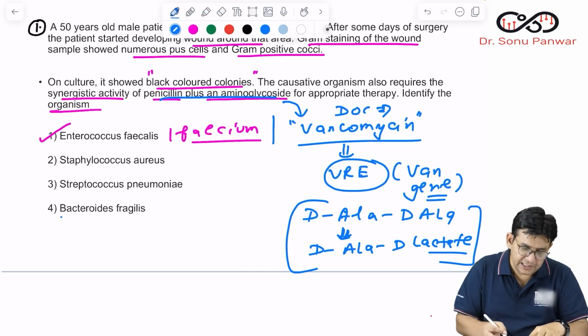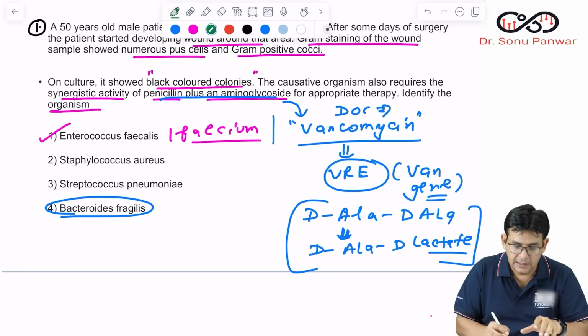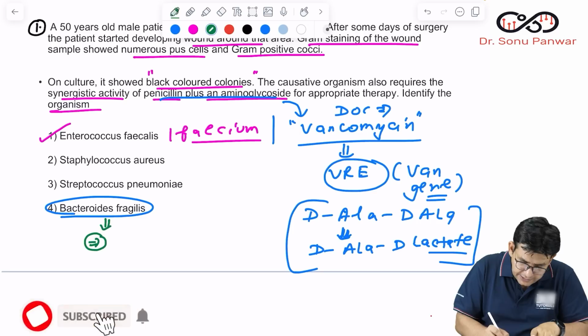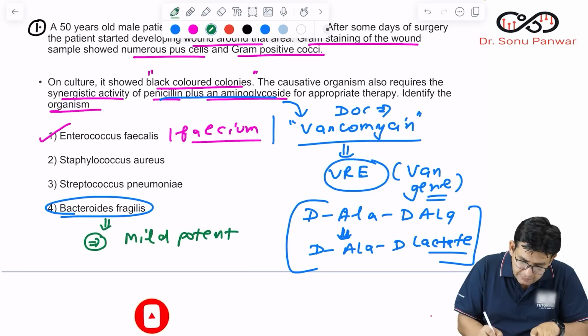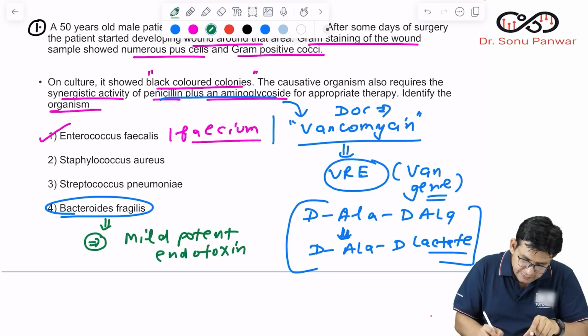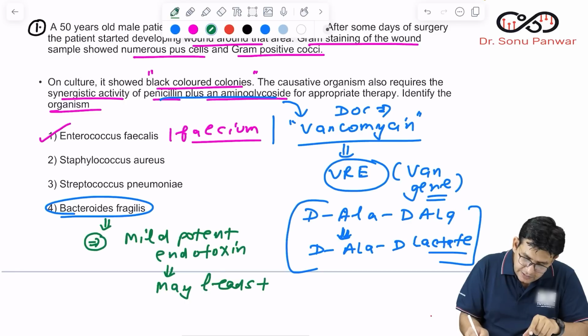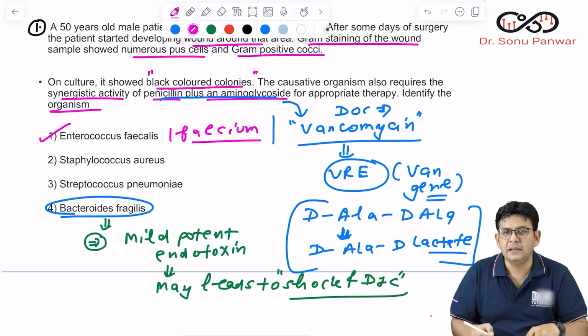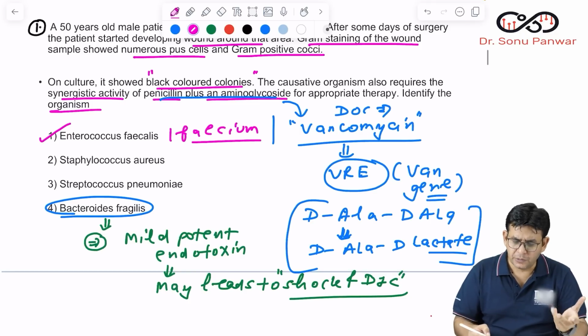Bacteroides fragilis. The only question which comes regarding this organism, which is also a normal commensal of ours, is that it has a mild potent endotoxin. This mild potent endotoxin may lead to shock and DIC. This is the important statement. And this is an example of an obligate anaerobe. Which one? Bacteroides fragilis, and it's a Gram negative bacillus. That also you know.